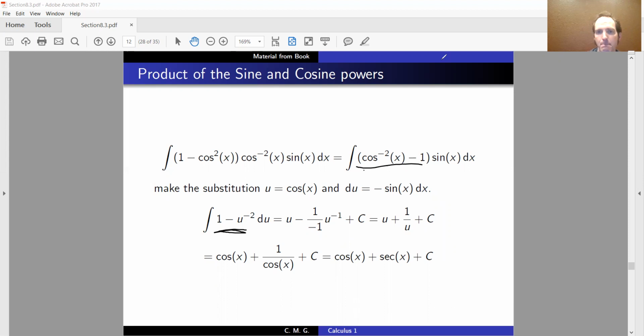Okay. Again, I can differentiate this thing. And when I differentiate cosine of x plus secant of x, I probably, again, end up getting this thing where it's 1 minus cosine squared times cosine to the negative 2, or times secant squared. And then I can sort of work with that as it comes to the Pythagorean identity. And so I can use the Pythagorean identity to work this. All right.